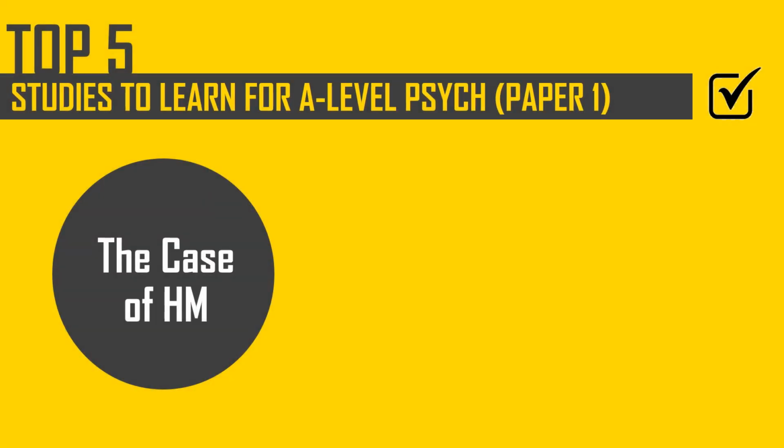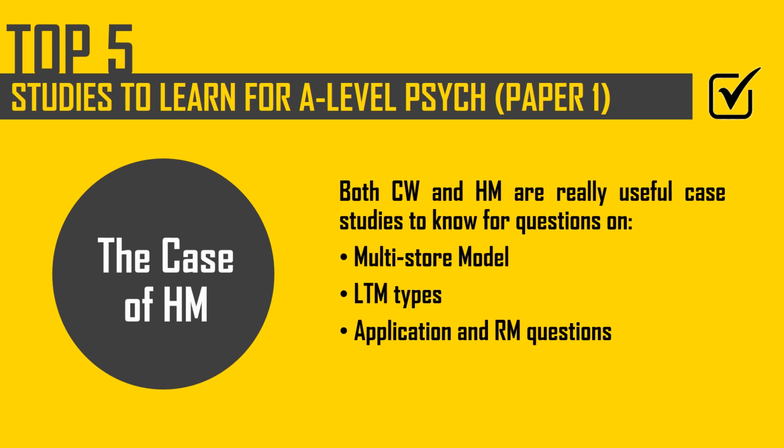Pick number 4, the case of HM, or CW, Clive Wearing, if you prefer. They're similar enough, it doesn't matter. But either of these really useful to know for questions on the multi-store model. So you can use the findings to talk about how LTM and STM are different, they're separate. But you can also use this case to talk about types of LTM.